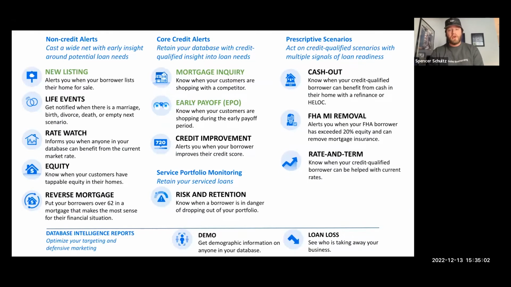So today we're going to be focusing, my friends, on the middle section here, the core credit alerts. How are we going to be utilizing the best practices to make sure that when someone is shopping, and they have their credit pulled by another lender, or they are ultimately raising up their credit score, we take action to help them see the full smorgasbord?